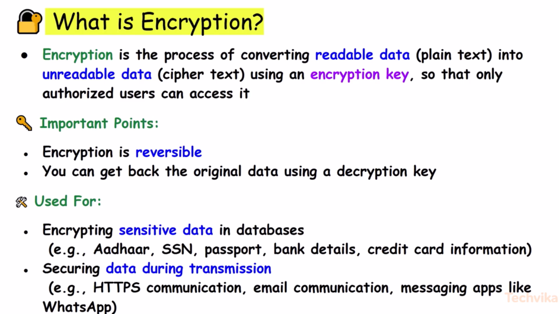Let's say SSN, Aadhaar, passport, bank details, credit card information, and securing data during transmission: HTTPS communication, email communications, or messaging apps. Let's say WhatsApp. WhatsApp is end-to-end encrypted, which means your personal messages or calls are between you and the people you choose. No one outside of the chat, not even WhatsApp servers, can read your messages. Okay, these are the advantages of encryption.